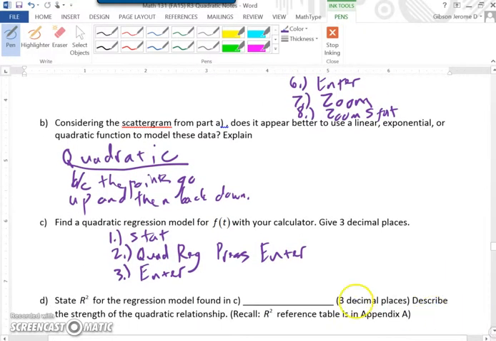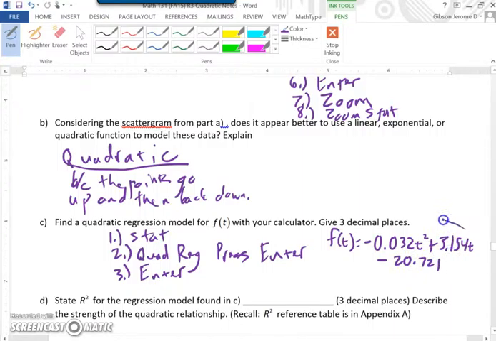Okay, now that it has given you your answer, your quadratic model, we know we're going to have f of t equal to negative 0.032 t squared plus 3.14154t. Now, I didn't leave myself enough room, but then it'll be minus 20.721. And this should be the equation that you derive.